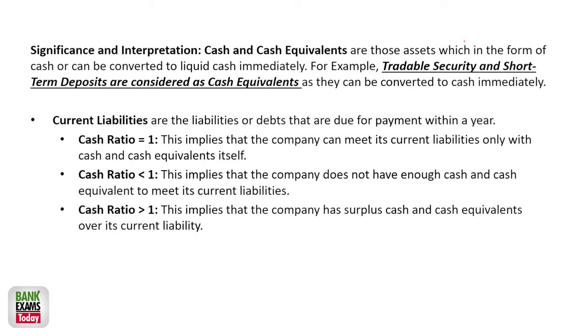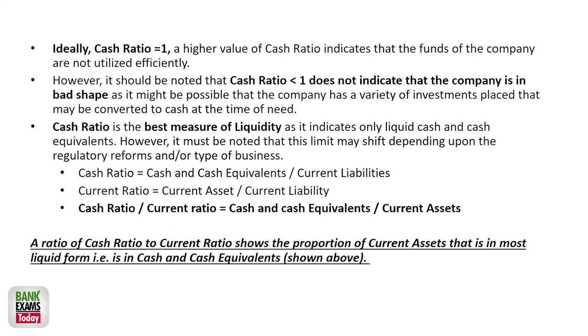Okay. Tradable securities, short-term deposits, bank balance, cash available in the bank balance, they are all considered as cash and cash equivalent. Short-term deposit, for example, liquid mutual funds, they are all considered as cash and cash equivalent. Okay. So ideally cash ratio is 1. If it is less than 1, indicates the company is in bad shape. So cash ratio is the best measure of the liquidity.